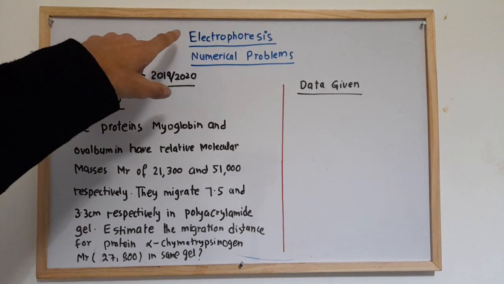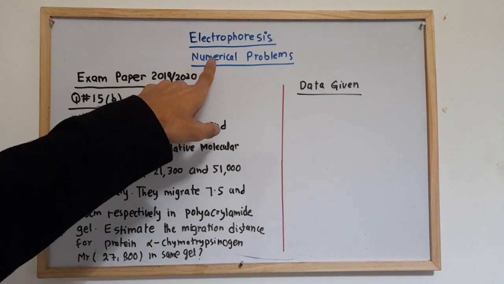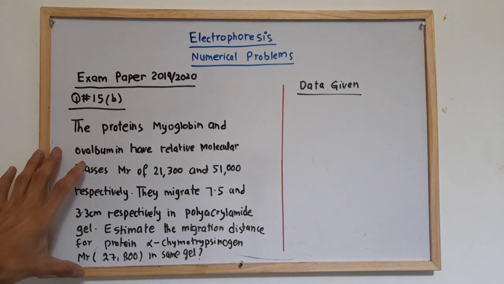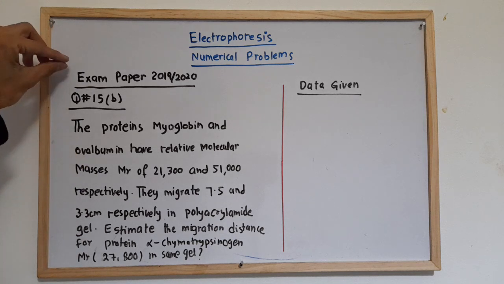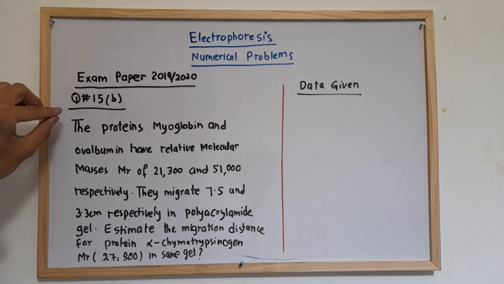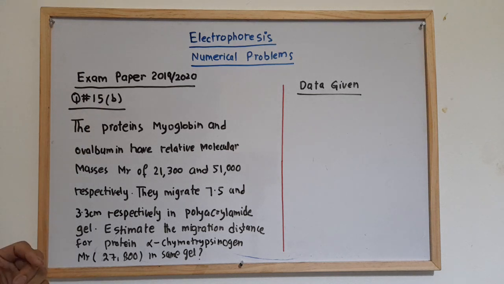Welcome to our channel. So today we'll be discussing electrophoresis and we'll try to solve some of the numerical problems of electrophoresis. I have mentioned a question, and this question is derived from the exam paper of 2019-20 of Kingston University. So that's the question. If you see the paper, you will find that it's question 15 part B, and here is the question.